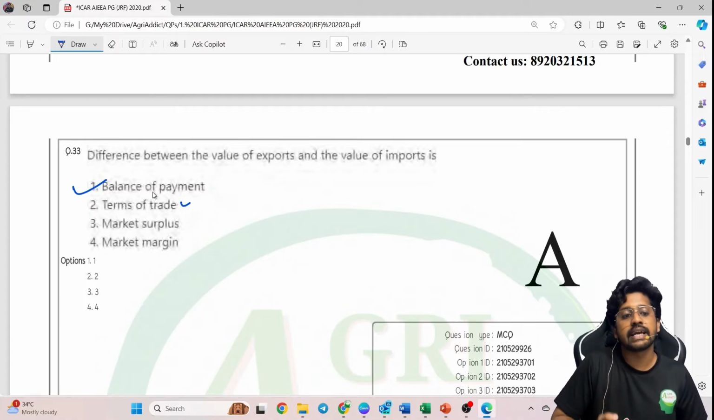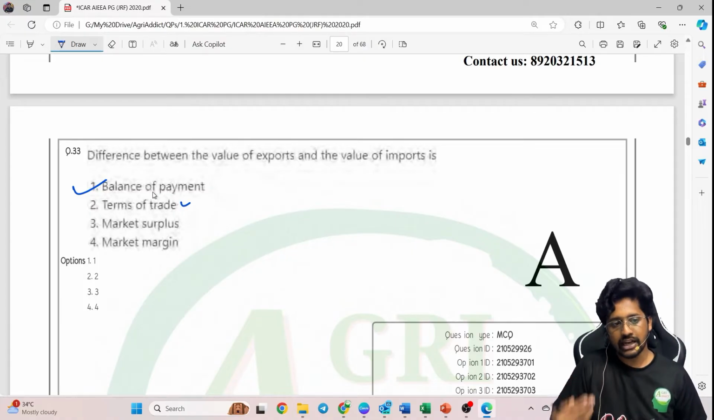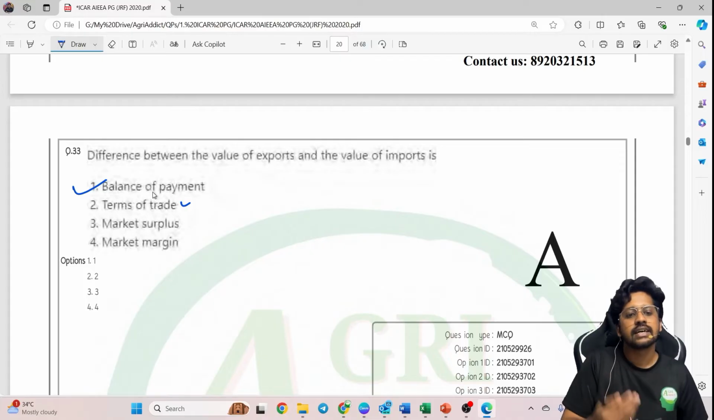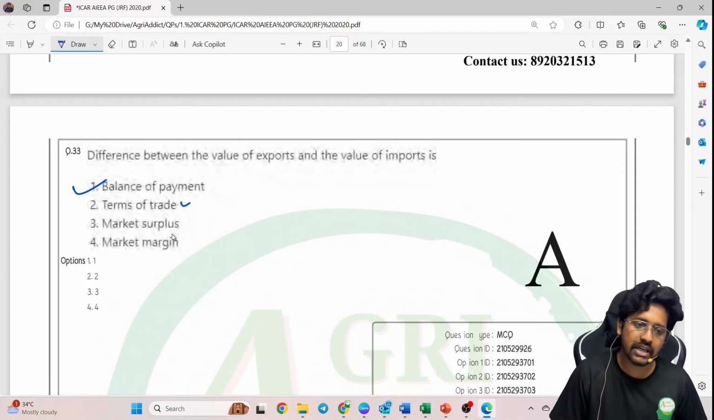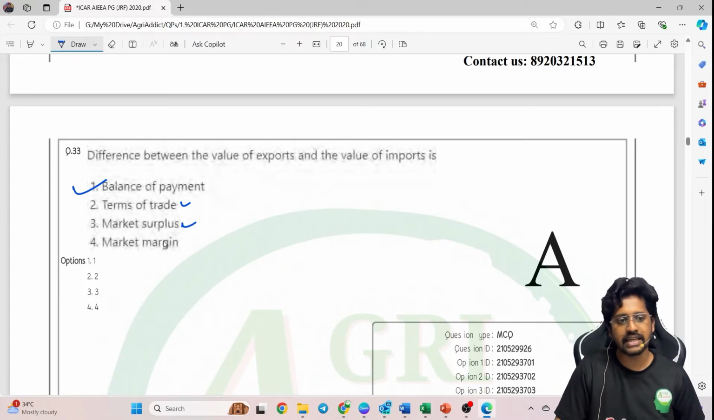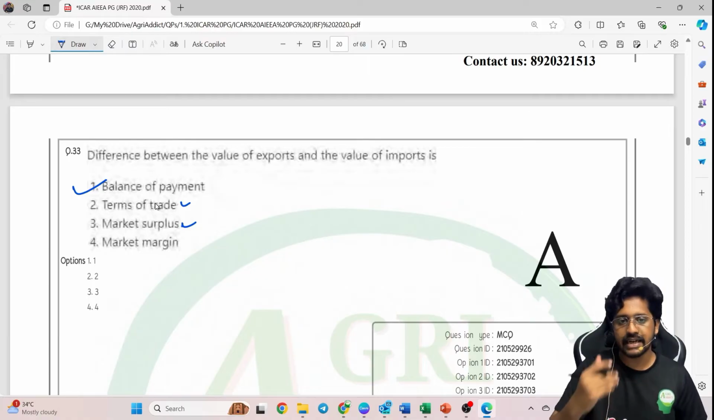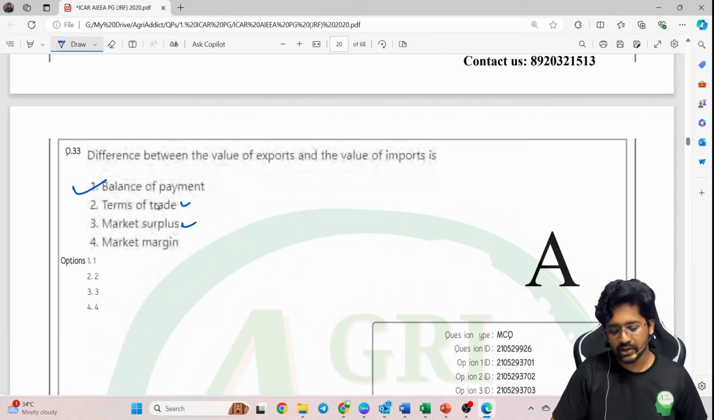Terms of trade is actually a ratio between the value of exports and value of imports. There are different measures of terms of trade, but basically we have to realize that it is the ratio of the exports and the imports. What is the marketable surplus? Market surplus we have already seen. Two types of market surplus, the marketable surplus and marketed surplus, were discussed in the previous question.